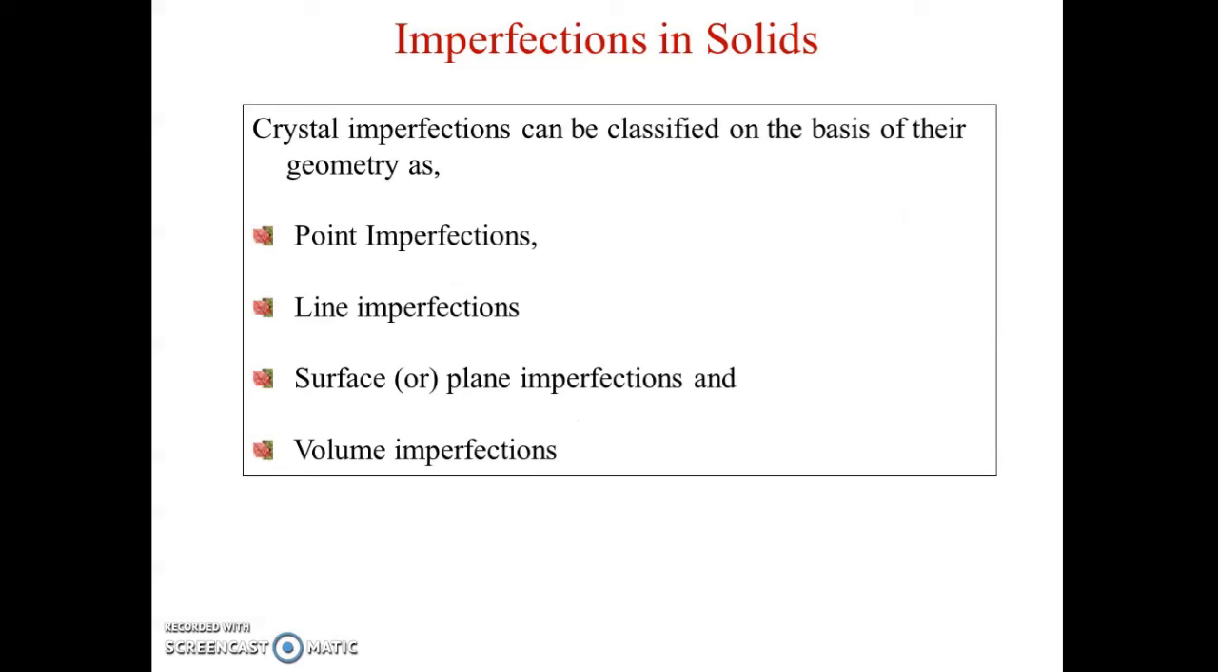So once again, defects in solids can be point defects or point imperfections which are zero-dimensional, line imperfections or line defects which are one-dimensional, then plane defects or surface defects which are two-dimensional, and volume imperfections spreading to three-dimensional space.